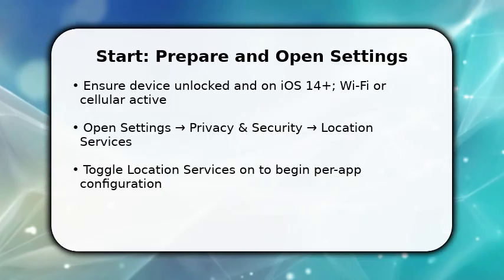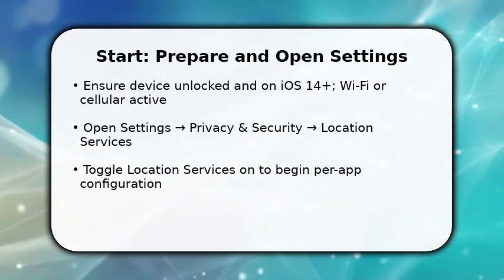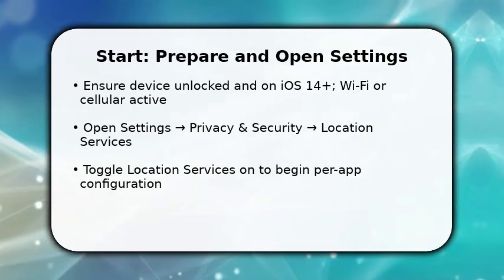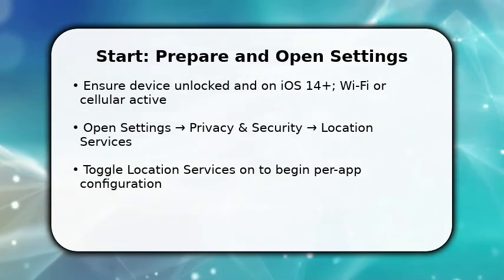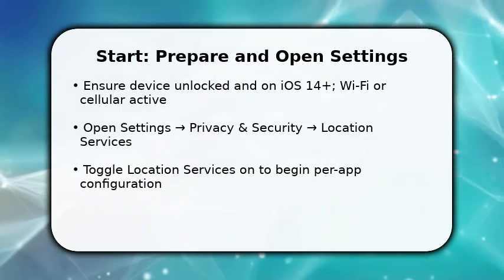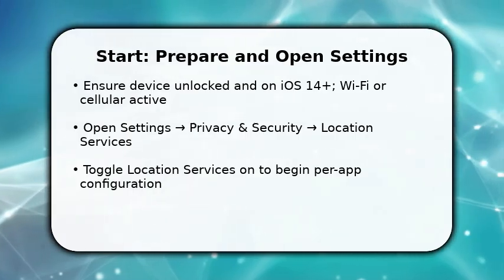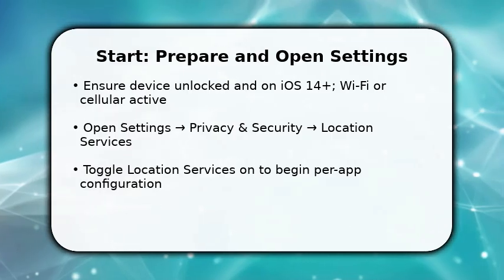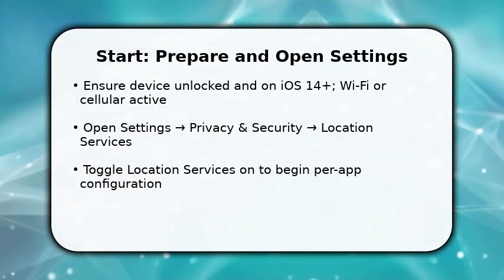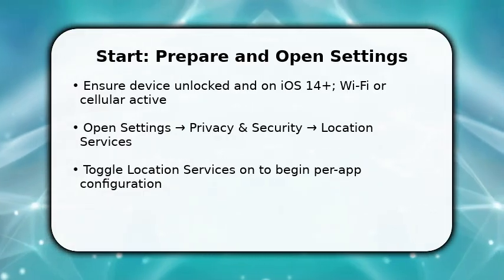You'll start by making sure the iPhone is unlocked and connected to Wi-Fi or cellular. This avoids delays when changing system settings. Once ready, open Settings, tap Privacy and Security, then Location Services. You must flip the Location Services switch on. This enables app-level controls. After you enable it, make sure you can see a list of apps below. That list is where you'll apply finer controls for each app, so don't skip this step.